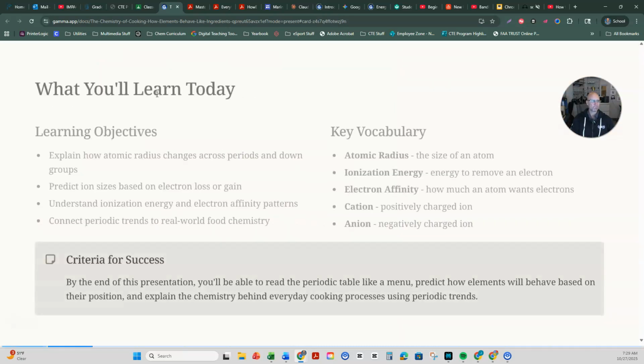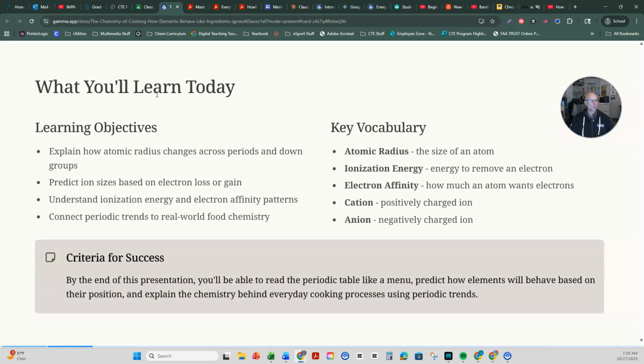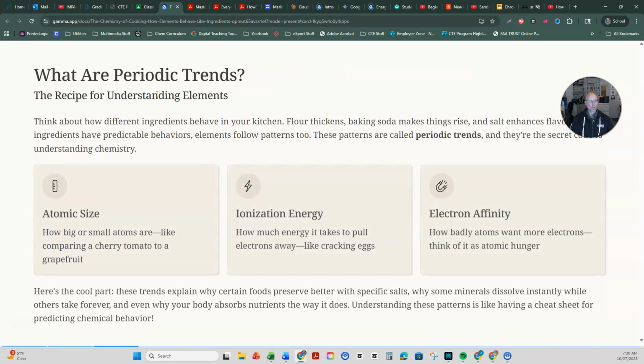kitchen every single day. What you'll learn today: learning objectives are explain how atomic radius changes across periods and down groups, predict ion sizes based on electron loss or gain, understand ionization energy and electron affinity patterns, connect periodic trends to real-world food chemistry. Our key vocabulary is atomic radius, ionization energy, electron affinity, cation, and anion. So our criteria for success today: by the end of the presentation, you'll be able to read the periodic table like a menu, predict how elements will behave based on their position, and explain the chemistry behind everyday cooking processes using periodic trends.